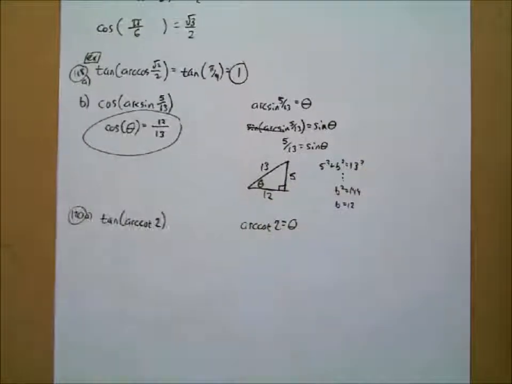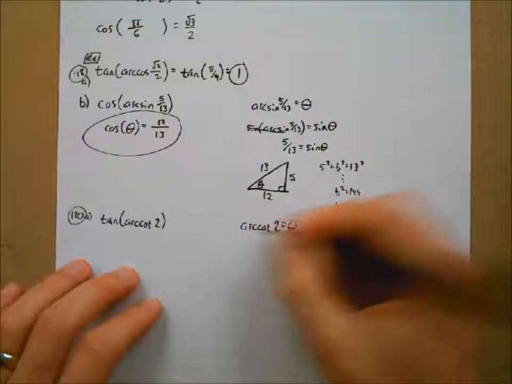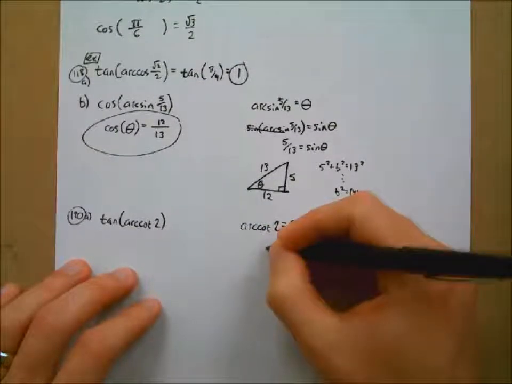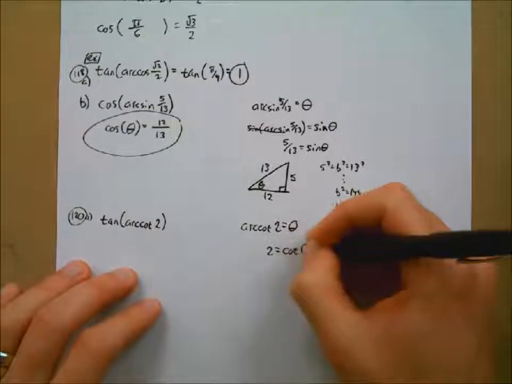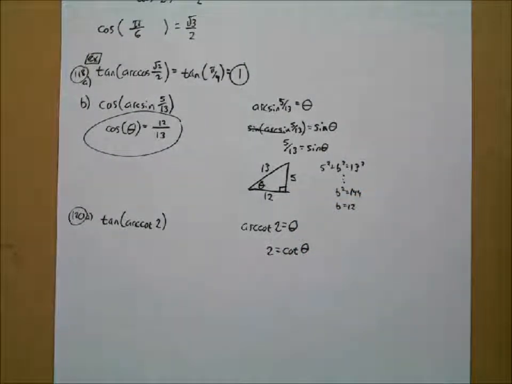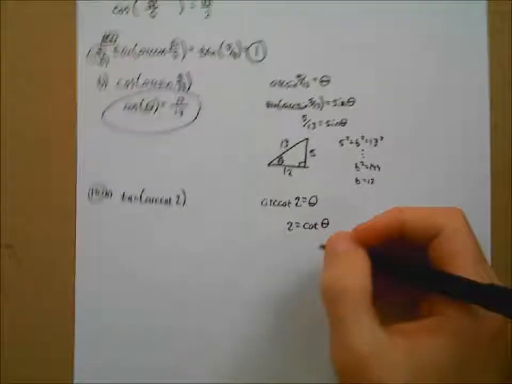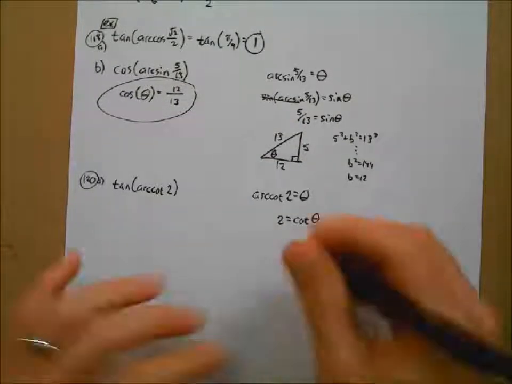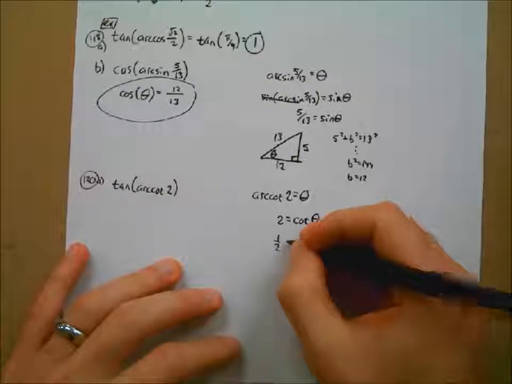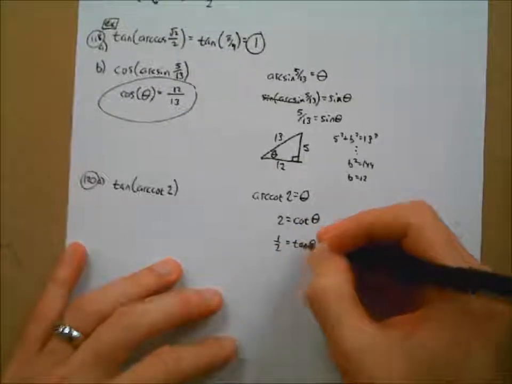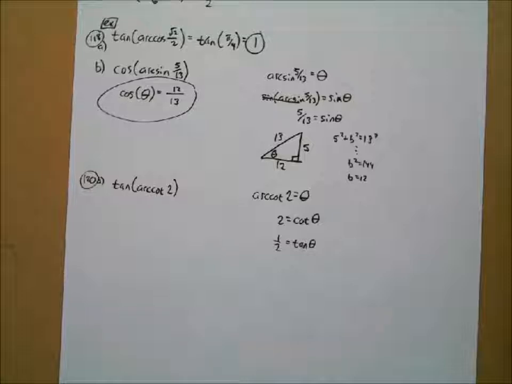Therefore, if I take cotangent of both sides, I get that 2 equals the cotangent of theta. Again, I just took cotangent of both sides there. We can stop there, or if you don't like cotangent, you could take the reciprocal of both sides and say 1/2 equals tangent of theta. Either way is okay. 2/1 becomes 1/2, and cotangent becomes tangent.